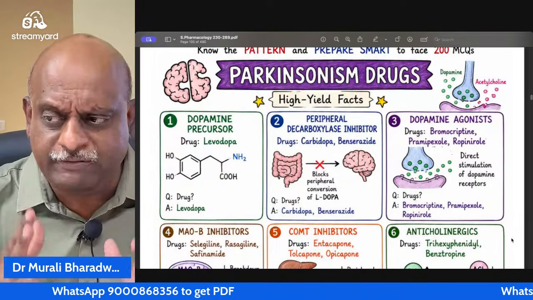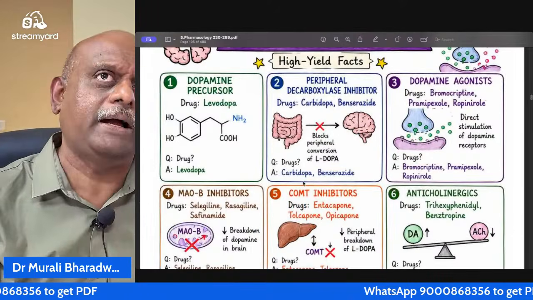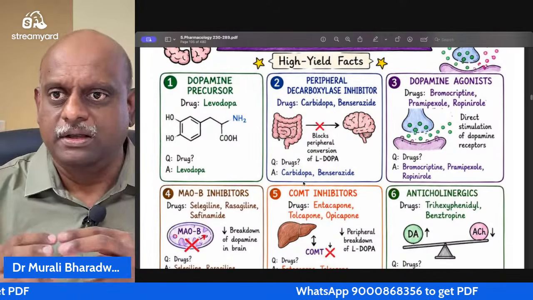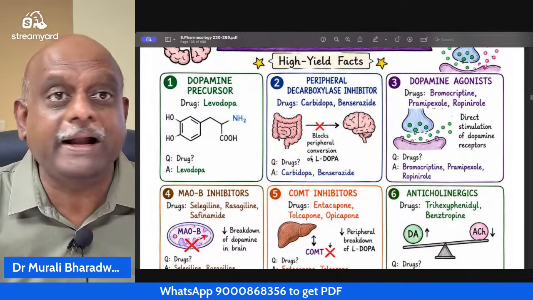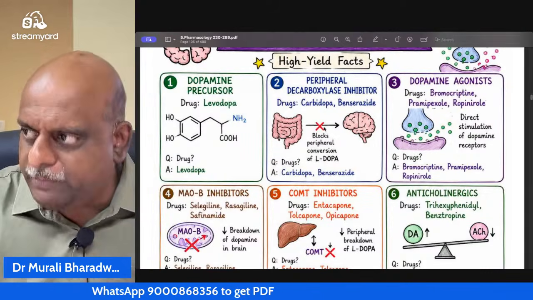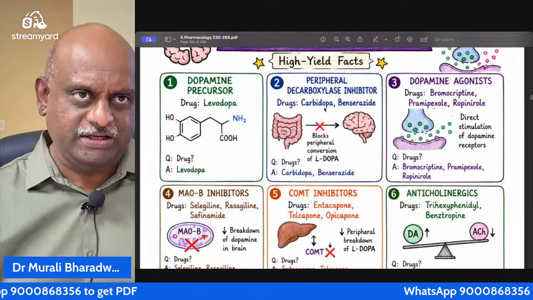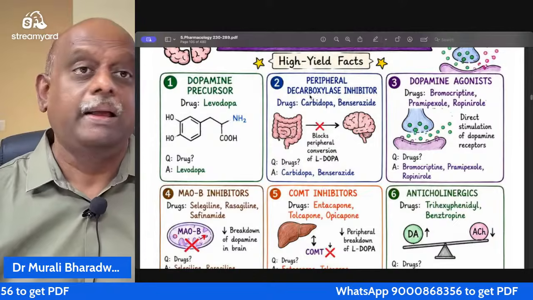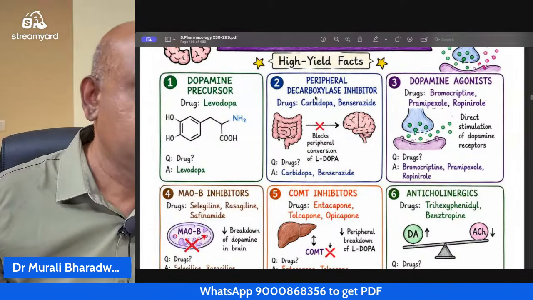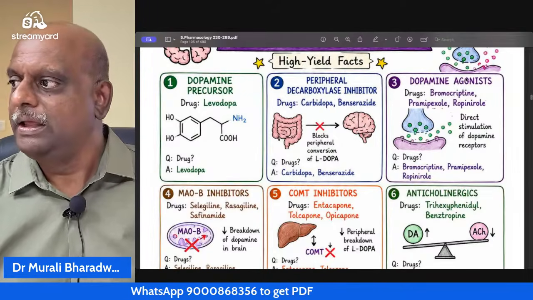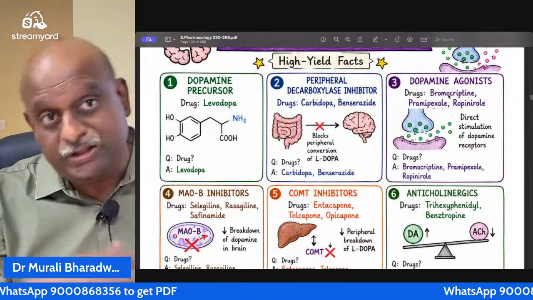Now, the dopamine precursor is levodopa. And this levodopa, before reaching the brain, has a tendency to get broken down by dopa decarboxylase, which needs to be inhibited. Hence, we use carbidopa and benserazide as peripheral decarboxylase inhibitors, preventing the peripheral degradation of dopa.